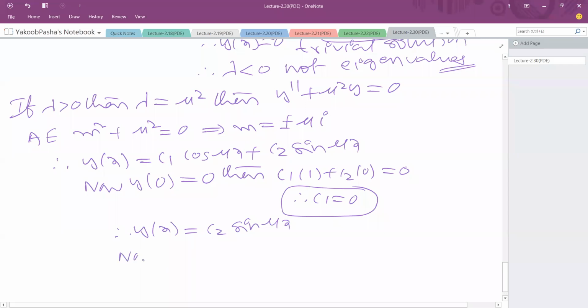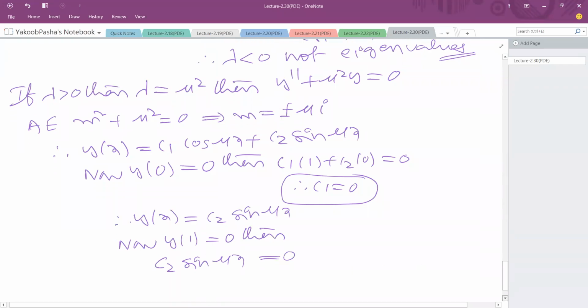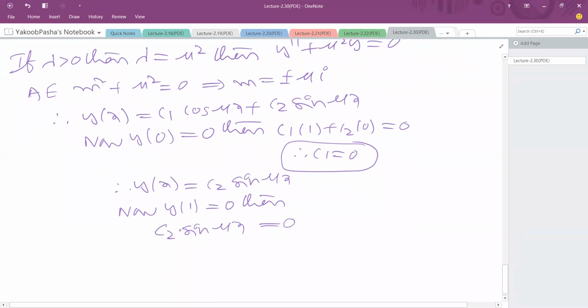Therefore y of x becomes c2 into sin mu x. C1 equal to 0 in the substitution. Now apply the boundary condition y of 1 is equal to 0. Then y of 1 equal to 0 means replace x by 1 and y by 0 here. So c2 into sin mu x is equal to 0. We have a product of two values being 0, which means either of the values is 0. If c2 is equal to 0, then y of x is equal to 0. It is a trivial solution.